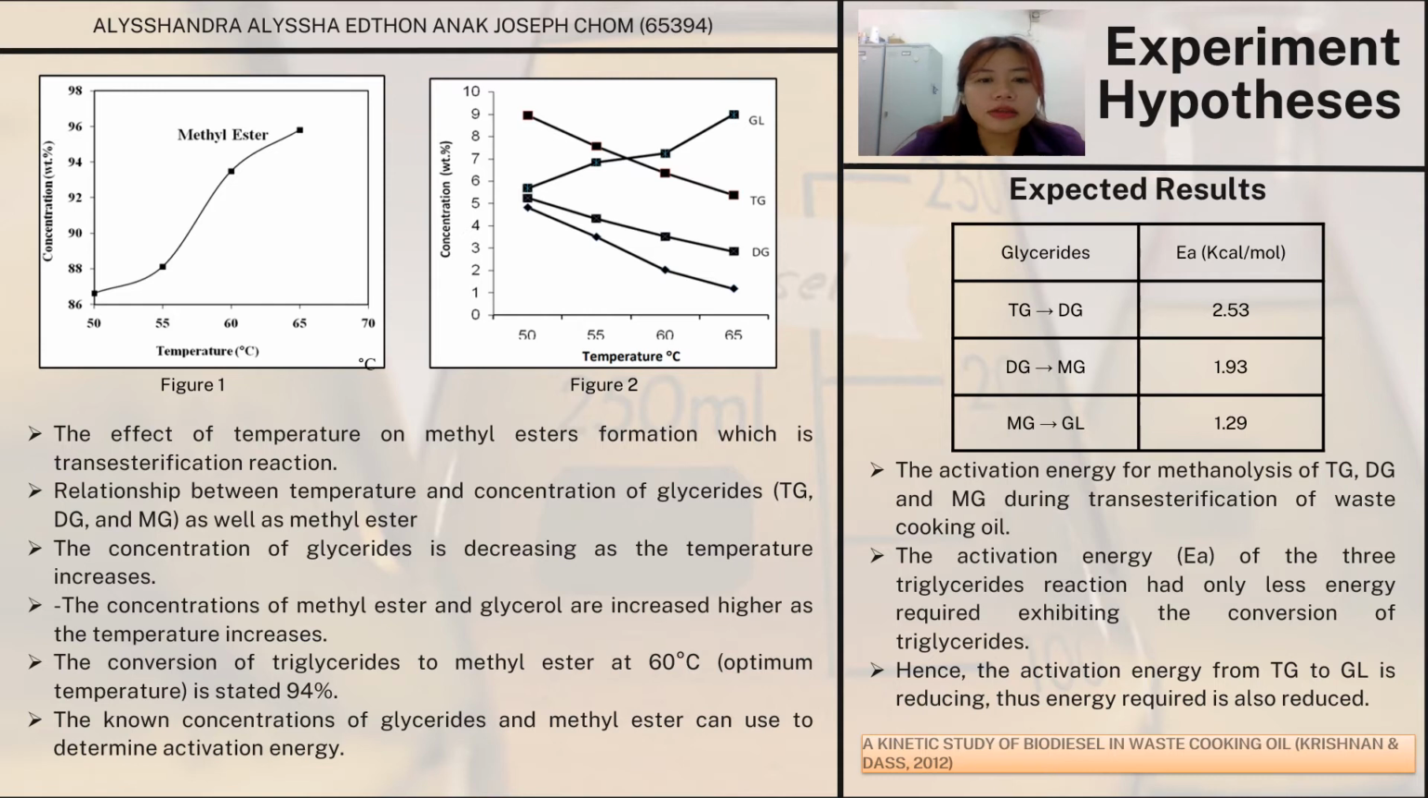After that, the known concentration of glyceride and methyl ester can be used to determine the activation energy. The table shown on the right side is the activation energy for TG, DG, and MG during the transesterification of waste cooking oil. The activation energy of the triglyceride reaction required less energy, exhibiting the conversion of triglyceride. This is the expected result, taken from the kinetic study of biodiesel in waste cooking oil by Krishnan and Das in 2012.